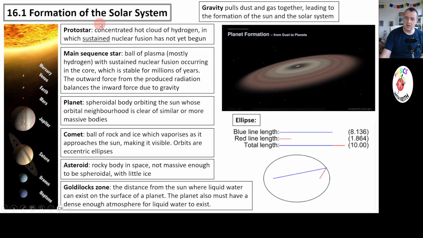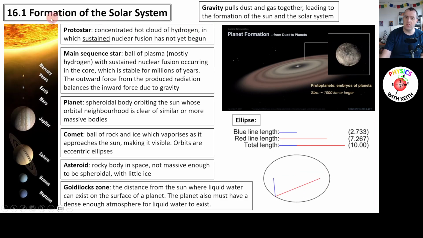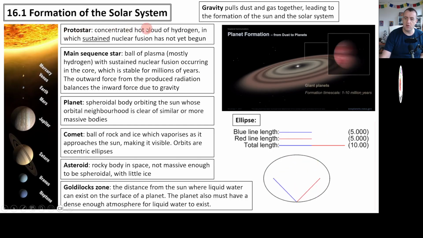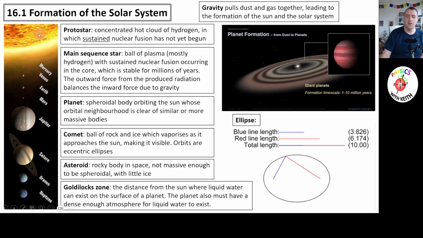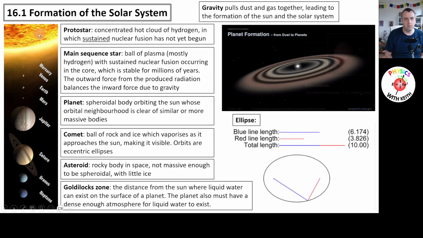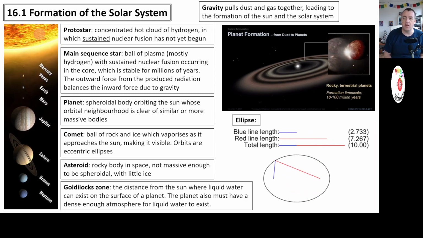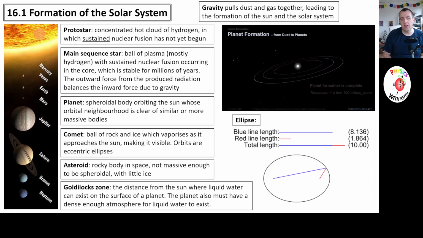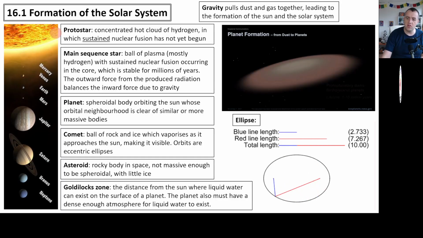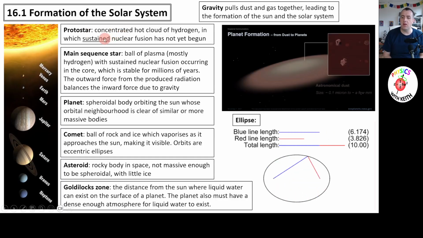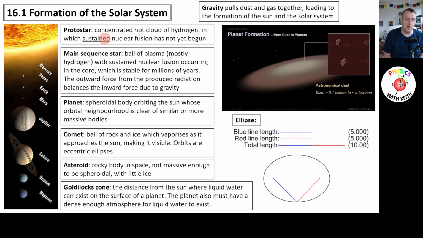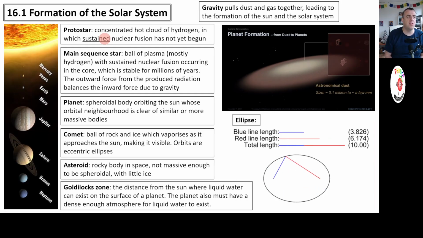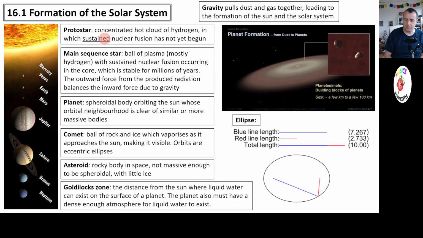There's some other things we need to define here. So in the centre of our solar system is a star, but before there was a star, there was a protostar, a concentration of hydrogen. Might be other gases as well, but mostly hydrogen, maybe a little bit of helium. Concentration of hydrogen, in which sustained nuclear fusion's not yet begun. And I've underlined the word sustained because there might be nuclear fusion taking place in the core of a protostar, but it's in fits and starts and it's not sustained.